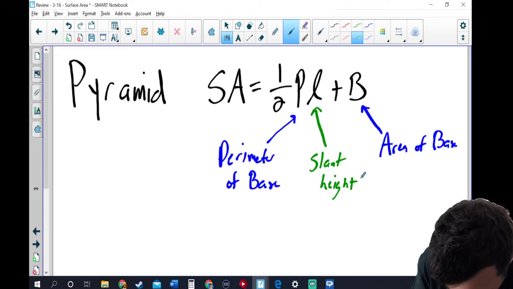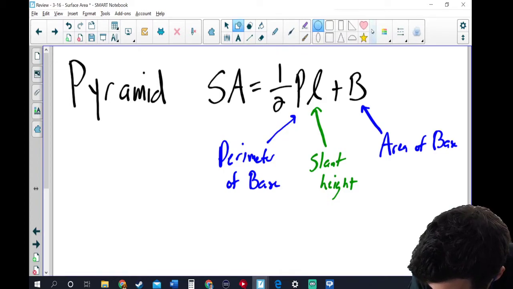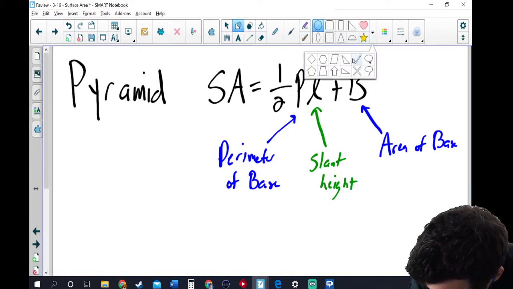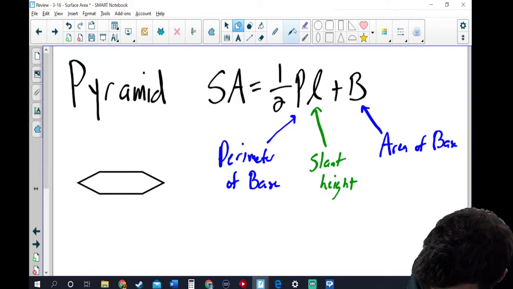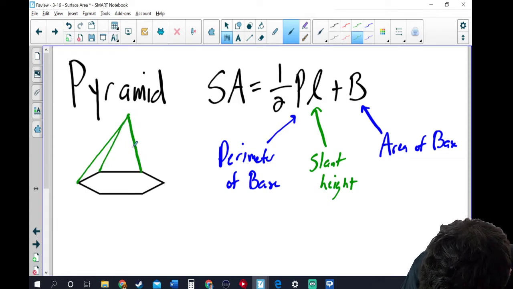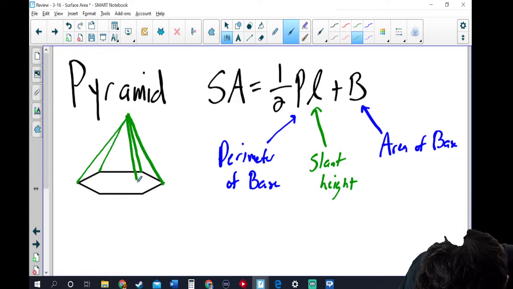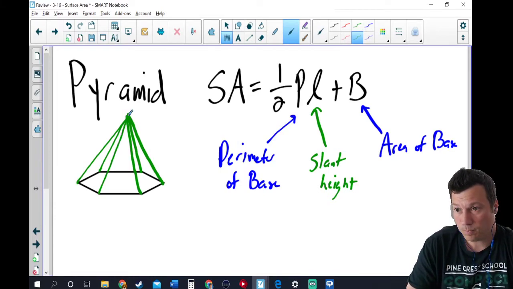So if I was drawing a pyramid here, it could be any type of pyramid. Let's just, can I draw a shape here? Okay, cool. So if I just take this hexagon and make a pyramid out of it. Okay, so I have a hexagonal pyramid there, right?